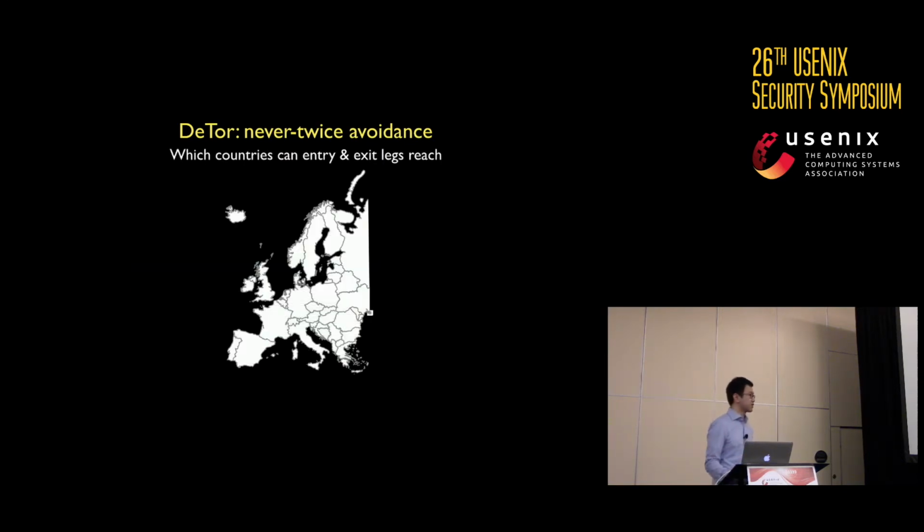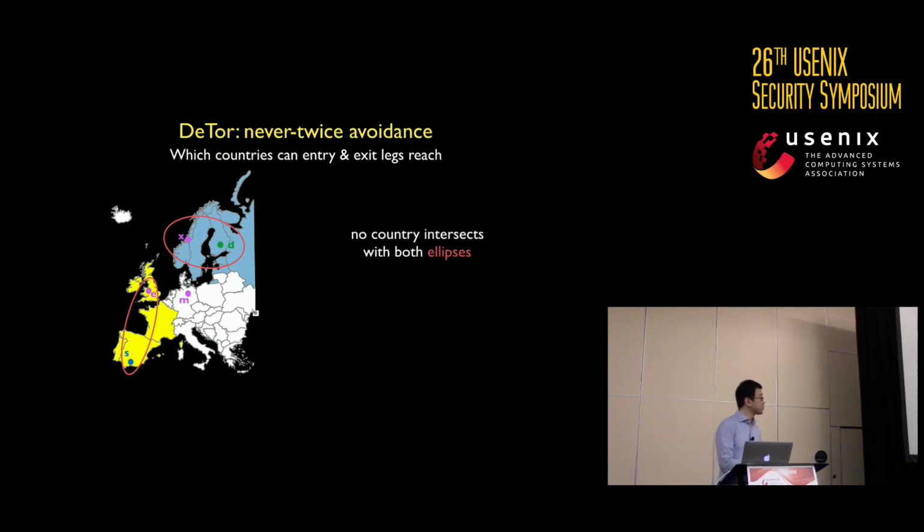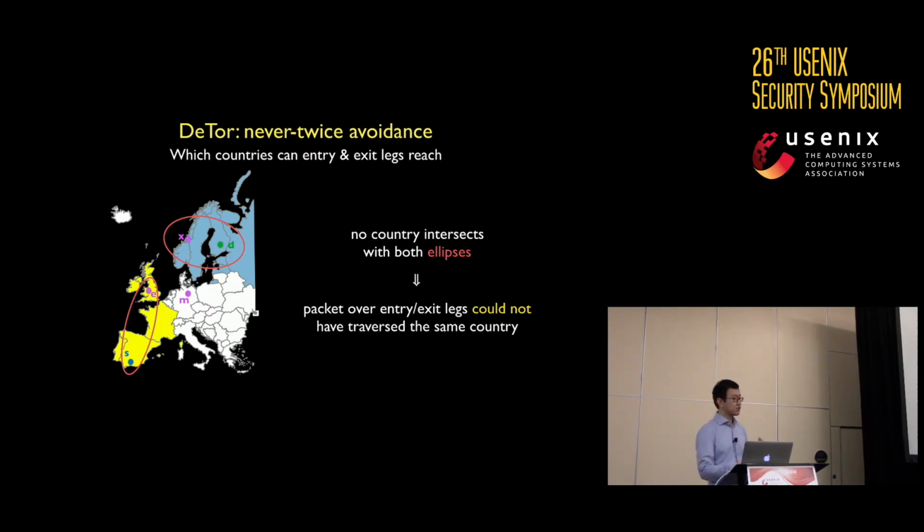Let's look at the example on this map. In Europe, we have a source and destination, and we have three Tor nodes that we will use as the circuit. We have the ellipse for the entry leg and the ellipse for the exit leg. Each of the ellipses will intersect with a set of countries. In this case, however, there are no countries that intersect with both ellipses. This basically means the packet over the entry and exit leg could not have traversed the same country. So in this case, we naturally obtain the never-twice avoidance.